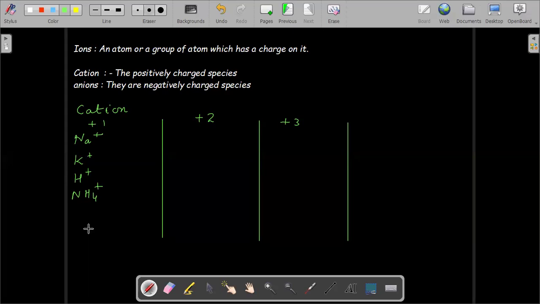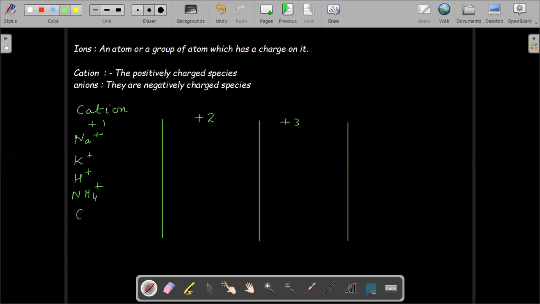Sodium ion, potassium ion, hydrogen ion, ammonium ion. Right? All these have a charge of +1. When we come across some other, we'll list them also. Is there anything else which has a charge of +1 apart from the ones which we have listed?